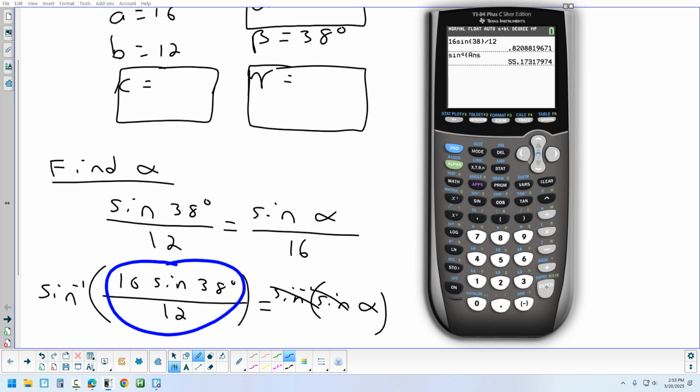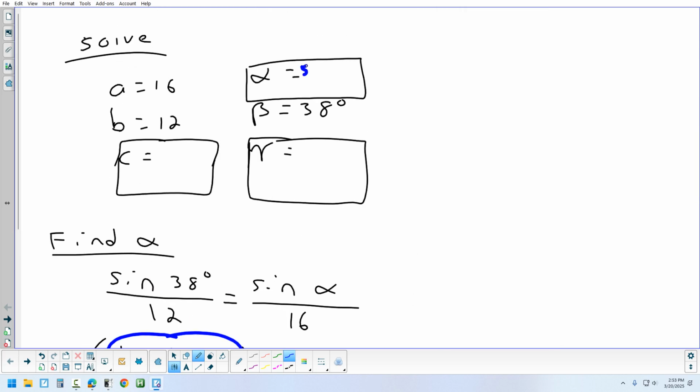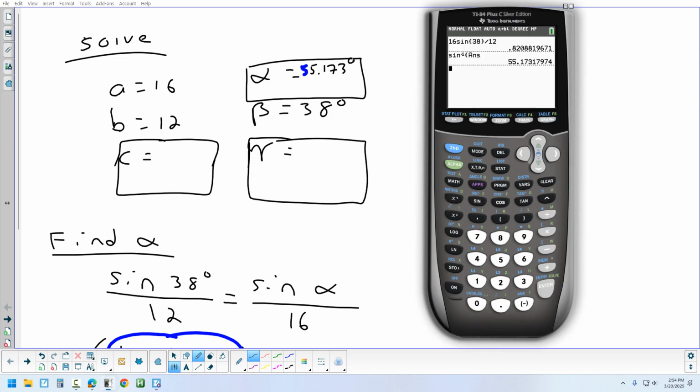Okay, so let's do the inverse sine of what I just typed in. One solution I get is 55.173. And that's for alpha. Okay. What do I do with the 55.173 to find the potential second answer? Subtract that from 180. So 180 minus 55.173 gives me a potential answer of 124.827.